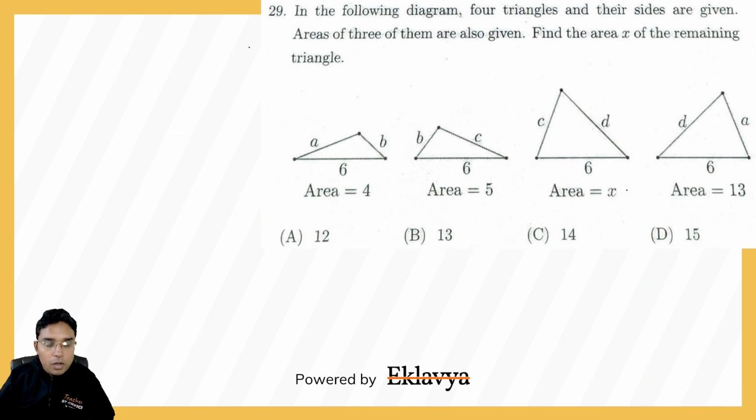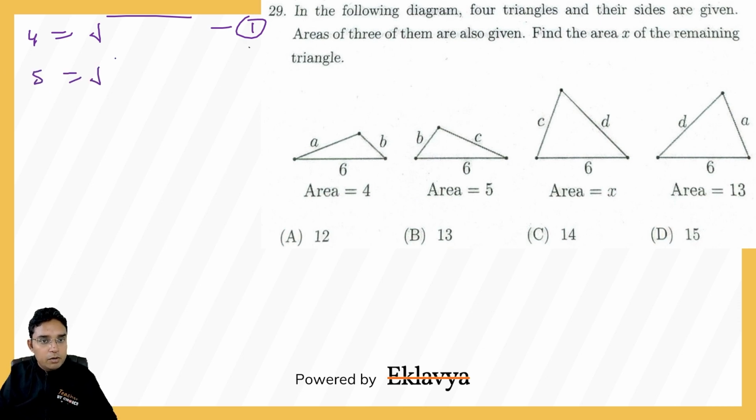Now I'll show you why I'm saying this is not true for all ABCD. First of all, please try to understand, if I use Heron's formula, this is my one equation 4 in which A and B are unknown. Then 5 is equal to another Heron's formula where B, C are unknown. Okay, and then I'll take this 13 and I am having another equation.